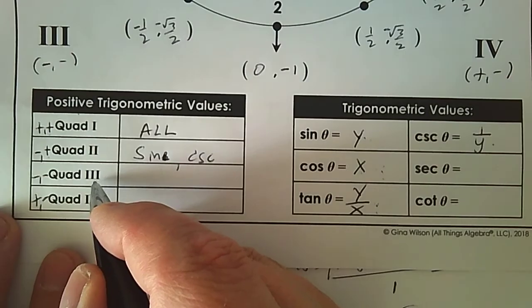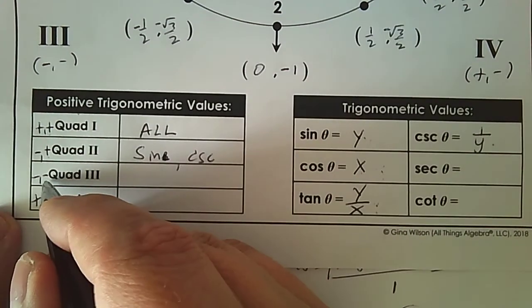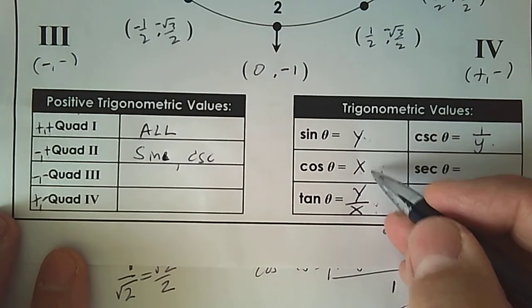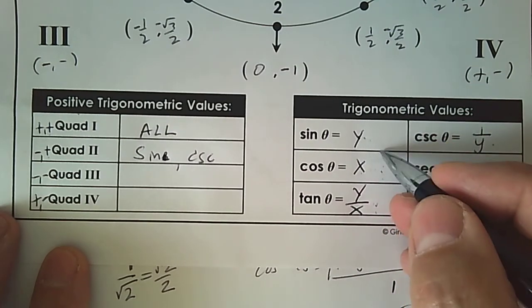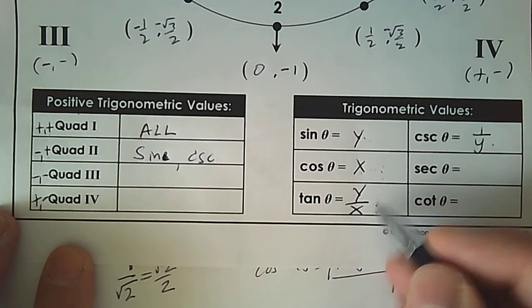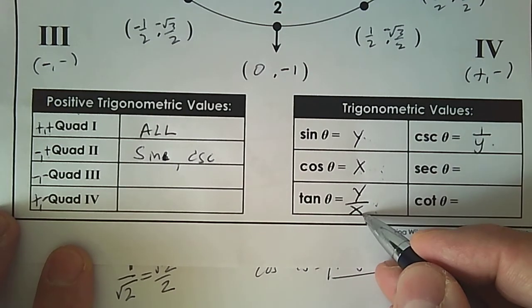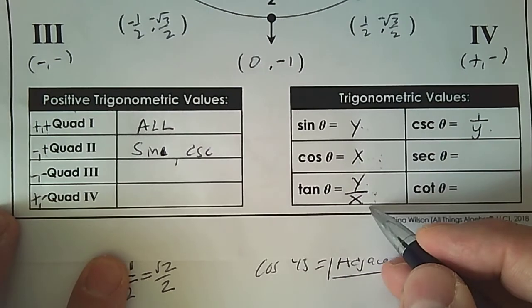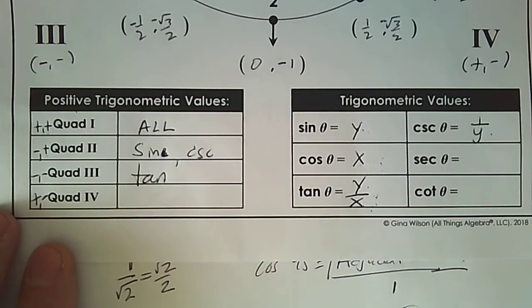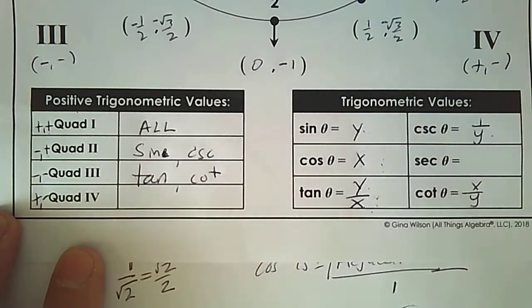How about quadrant number 3? Negative, negative. So in this case, sine is negative, cosine is negative, because both the x and y are negative. So which one would be positive then? Well, tangent's done by going y divided by x. So when you go a negative divided by negative, it gives you a positive answer. So what is positive in quadrant number 3? Tangent. Now, the reciprocal of tangent would also be positive. So also would be positive there is cotangent.